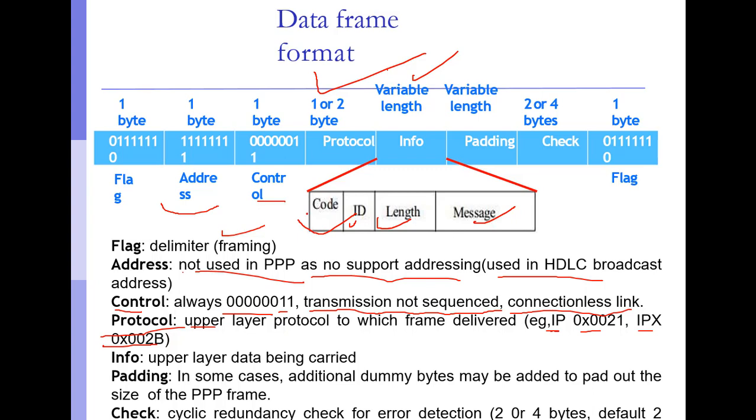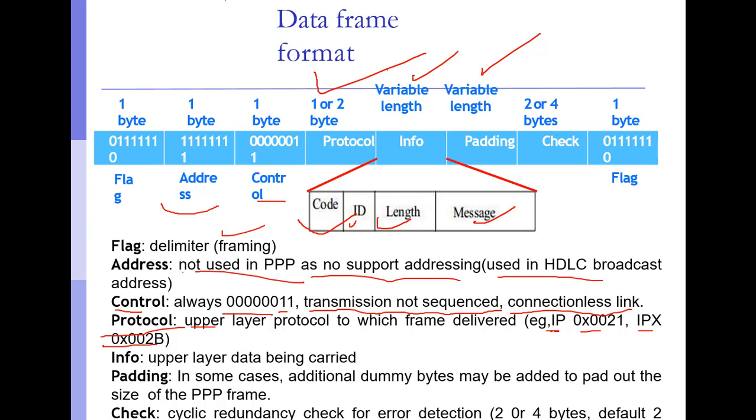So this is basically the information that is on the upper layer. The next one is padding. You know about the padding. Padding is basically when you have to add some dummy bytes to make a complete package.